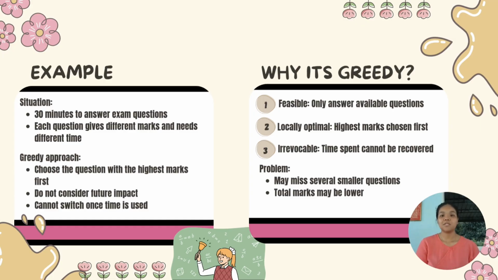It is feasible because the question is available to be answered. It is locally optimal because it gives the highest mark immediately. And it is irrevocable because once time is spent answering the question, it cannot be unwound or recovered. However, this strategy may prevent the student from answering several smaller questions that might add up to give the highest total score. This shows how greedy algorithms prioritize local optimum over global optimum.